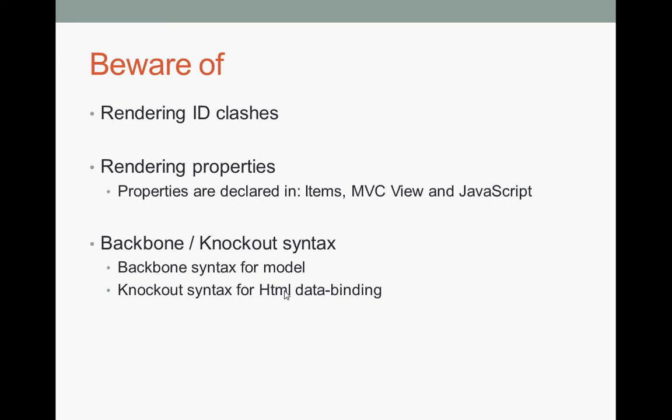The final one I want to mention is some of the feedback that we've gotten on Speak, and this is the whole backbone knockout syntax, which can be quite confusing when you work with Speak for the first time. When are you using backbone and when are you using knockout? I think the right way to look at it is we use the backbone syntax for our view model for each rendering. That's when you use the set and get functions. And then you use the knockout syntax when you do the HTML data binding.